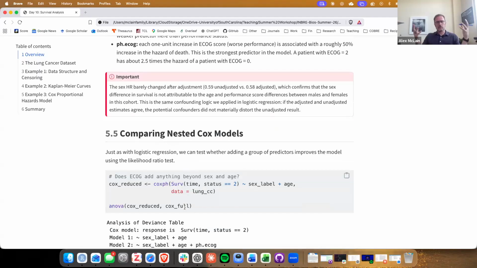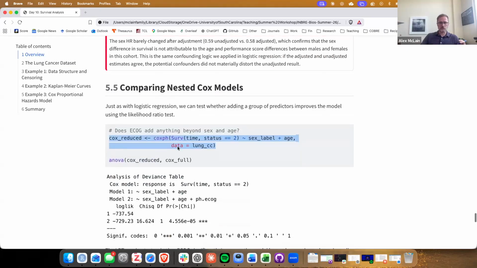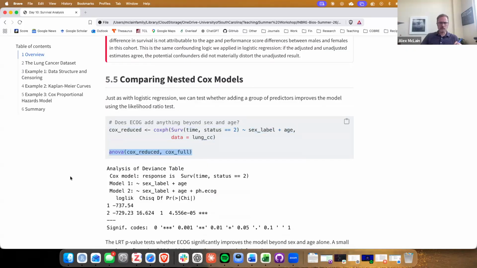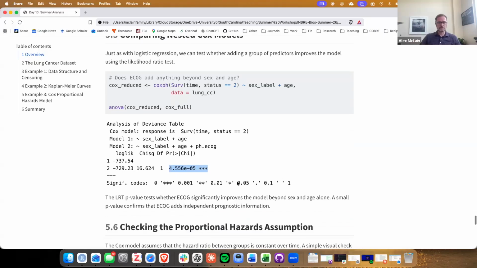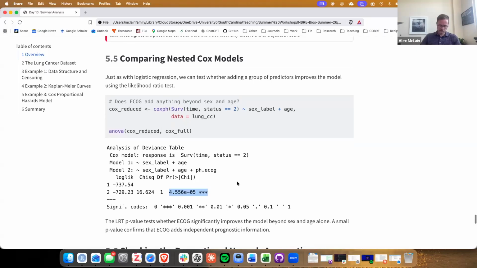Comparing nested models is something we did with logistic regression and linear regression. We can do it here the same way. Here I just fit another model where I removed the pH.ECOG variable as a demonstration. Same ANOVA function. We get a highly significant p-value, and that indicates that the reduced model is not as good as the full model. Not surprising, because this was a highly significant variable in the model that we just fit.